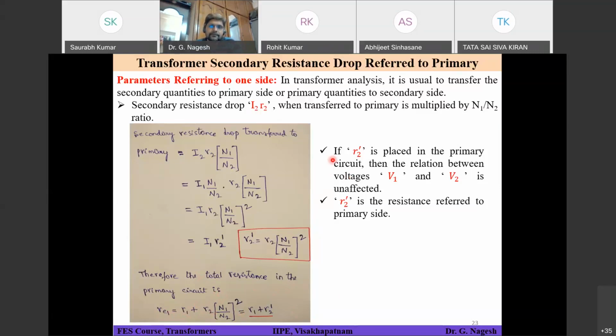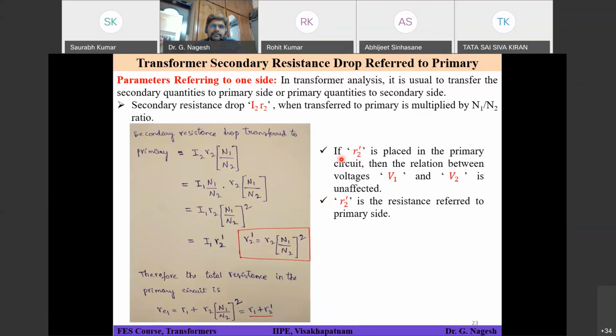Yes. Right. So if you are transferring secondary quantities to the primary side, you will denote them with R2 dash. So the dash indicates it is not related to that winding. It is coming from some other winding. From where is it coming? From the secondary. So the subscript 2 indicates from where I am moving. The dash indicates I am not the actual one. I am coming from somewhere else.